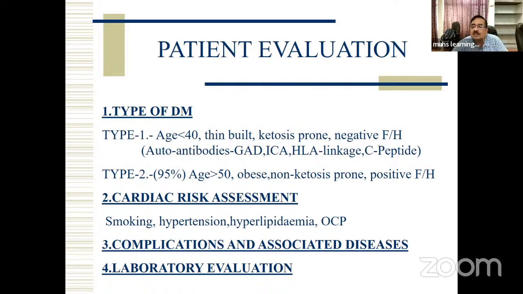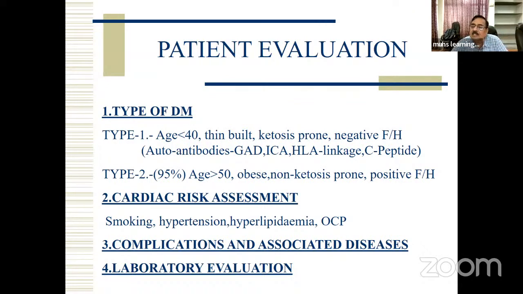Secondly, you have to understand the cardiac risk assessment, because most of the catastrophe occurs with cardiac events, and that is why you should evaluate at the onset. So what are the significant risk factors? There are numerous risk factors, but the significant ones are smoking, hypertension, hyperlipidemia, and oral contraceptive pills. All of these have to be noted and modified so that the patients benefit.